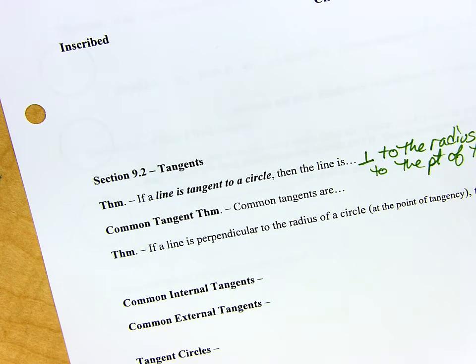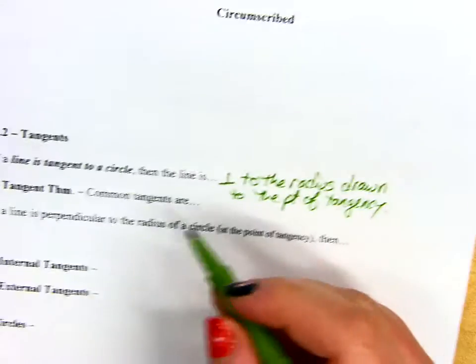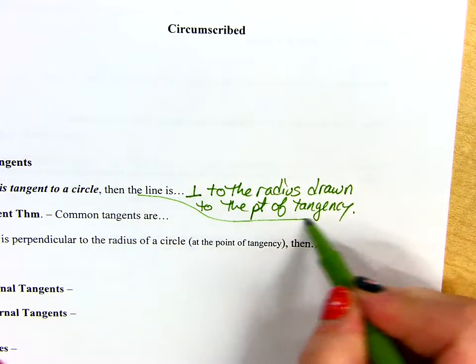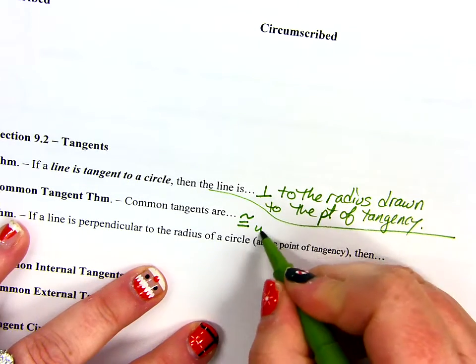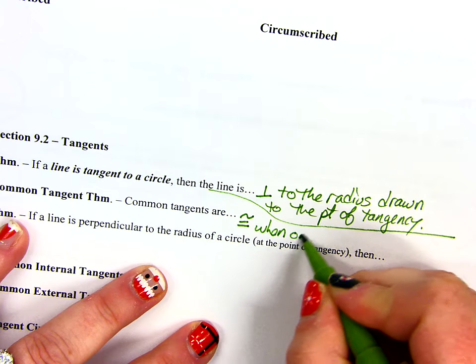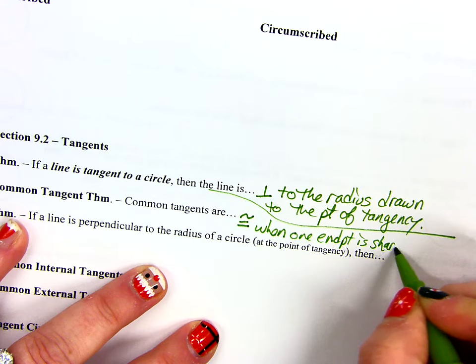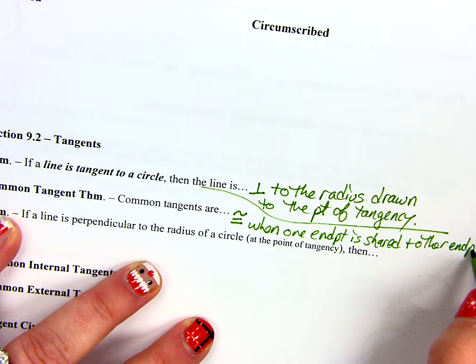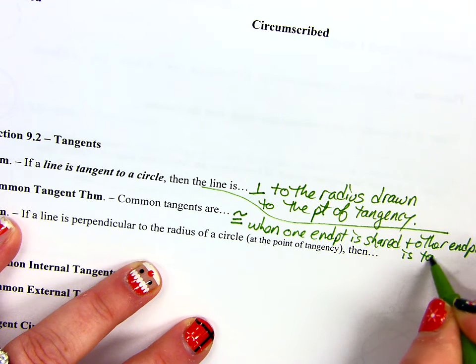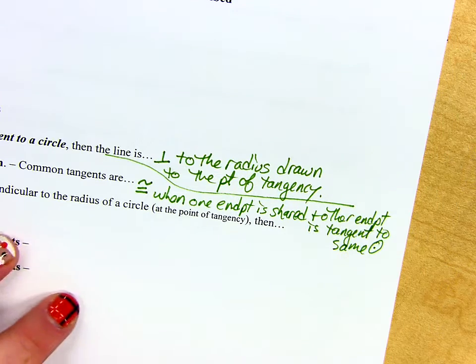Anyhow, so there's your common tangent theorem. So, let's fill it in. Common tangents are congruent when one endpoint is shared and the other endpoint is tangent to the same circle.